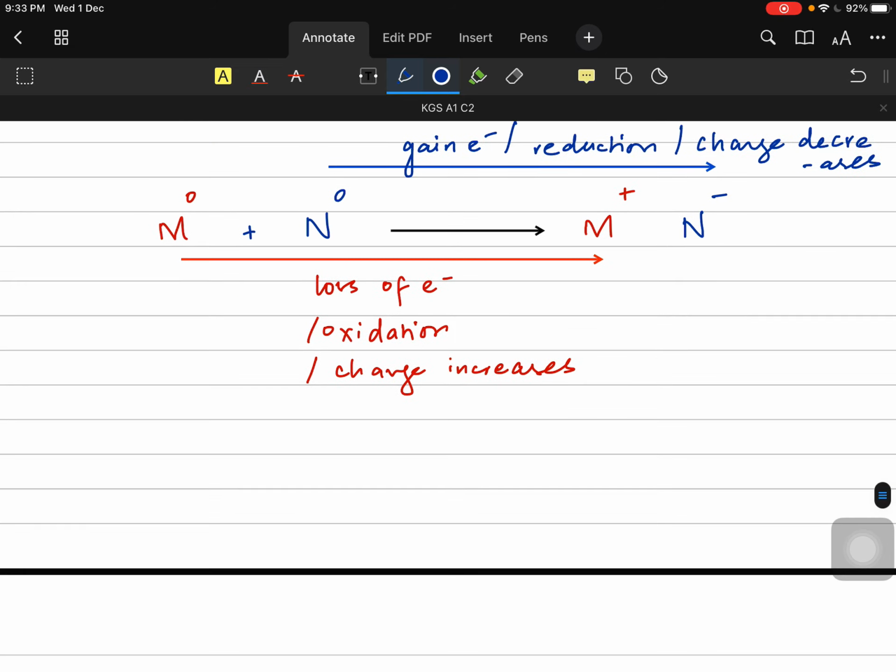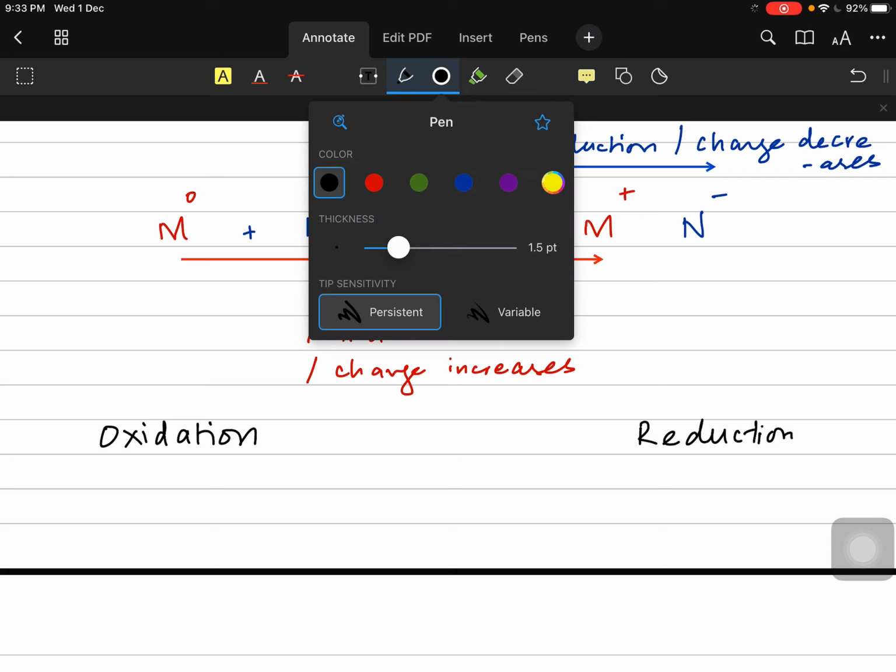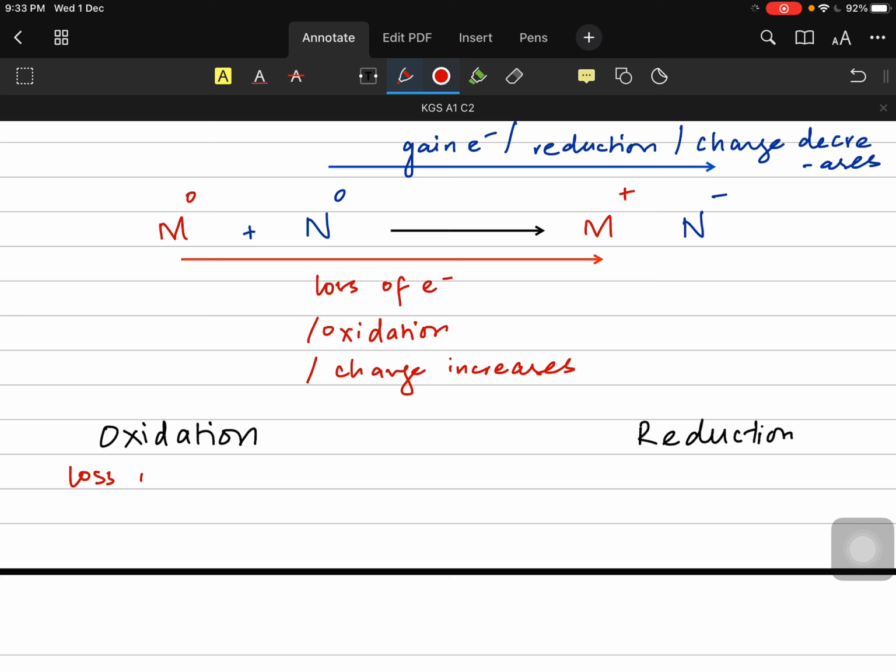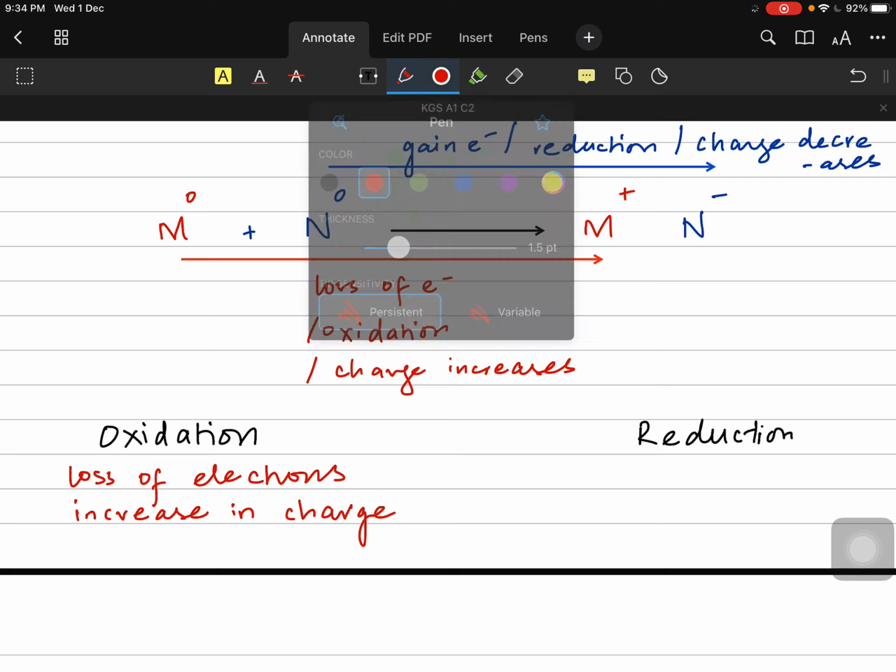So far we are done with two things. We know there's a concept of oxidation, and we know there's a concept of reduction. Oxidation means loss of electrons, increase in the positivity of the charge, so increase in charge. In the upcoming video we'll be using another word for charges, but so far let's keep it charges to make it simple. So loss of electrons, increase in charge.